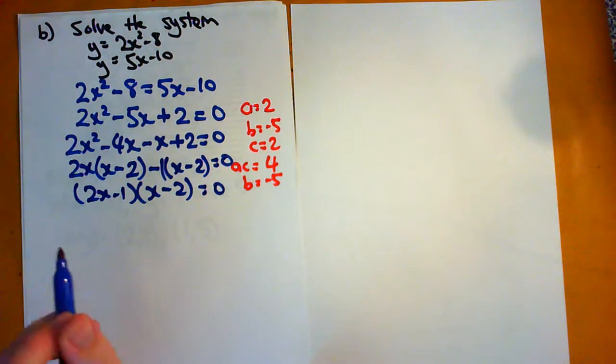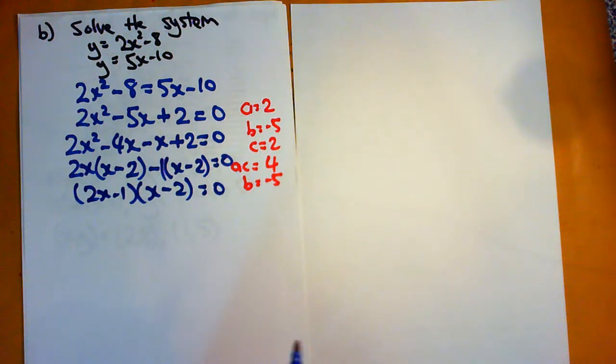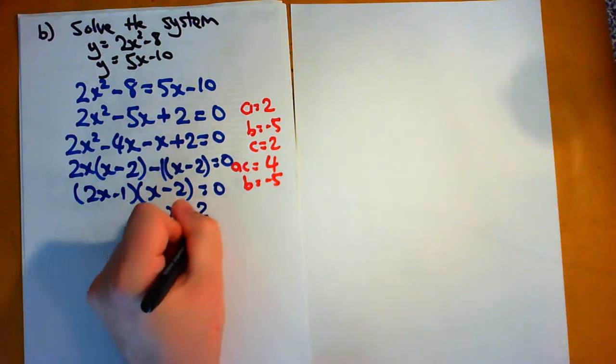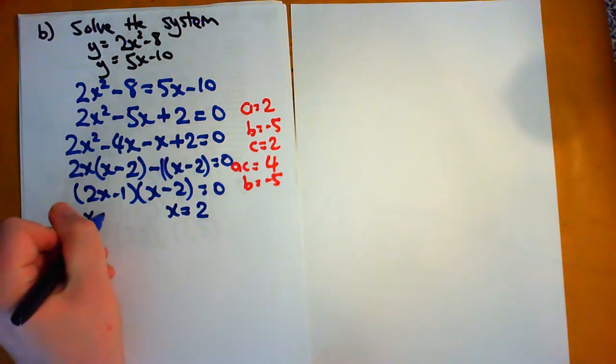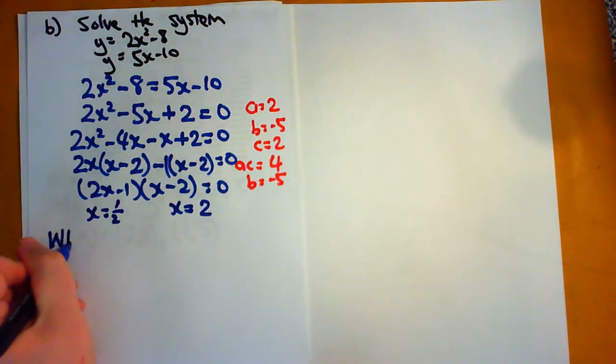Okay, so we've got two solutions. From the bracket x minus 2 equals 0, that tells us that x equals 2, and from the other bracket, 2x minus 1 equals 0. If we move the 1 to the other side on that equation, we get 2x equals 1. Divide that by 2, we get x equals 1/2. So when x equals 2, let's start with 2.